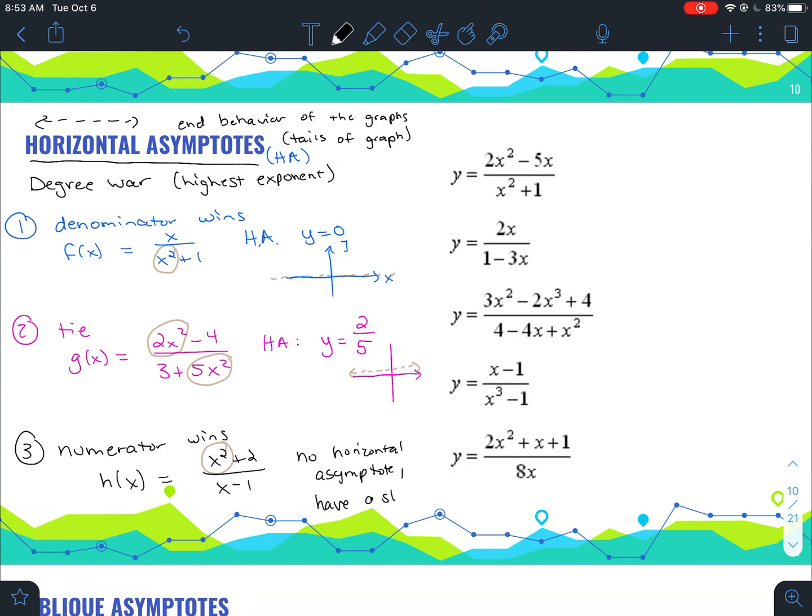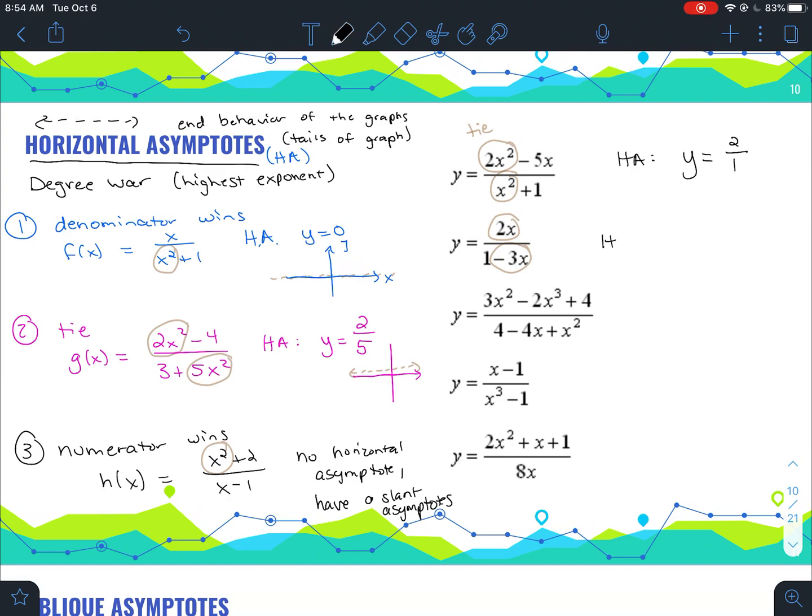Instead, you have something called a slant asymptote. And we'll talk about those in a second. So let's look at the examples. So who wins in that first one? Well, we have a 2x squared over a 1x squared, so this is a tie. When it's a tie, the horizontal asymptote is going to be at the ratio of their leading coefficients, so it's going to be at 2 over 1.